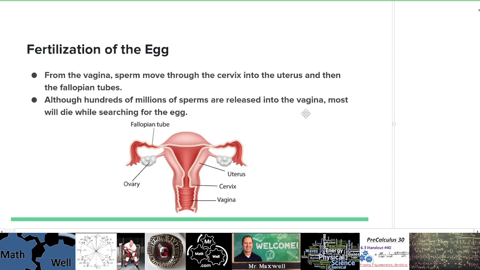Fertilization of the egg. From the vagina, the sperm move through the cervix, right here. Remember what that is. Into the uterus, and then the fallopian tubes, looking for this egg. Blanks. They fertilize.